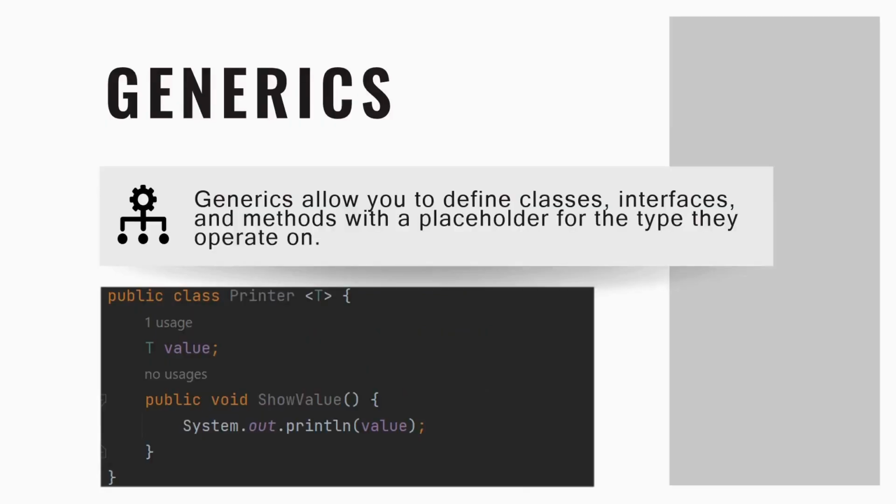To resolve this issue, Java 5 introduced the concept of generics. Generics in Java are a powerful feature that allows you to define classes, interfaces, and methods with a placeholder for the type that they operate on. This enables type-safe code and eliminates the need for casting. In simple words, it allows us to use the same logic for different data types without duplicating our code. Now let's implement this on IntelliJ to better understand it.